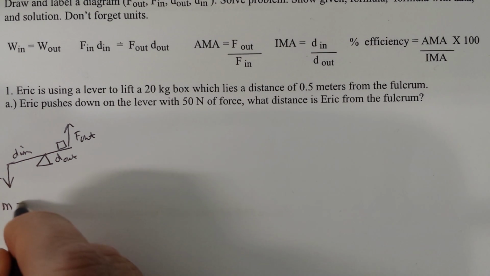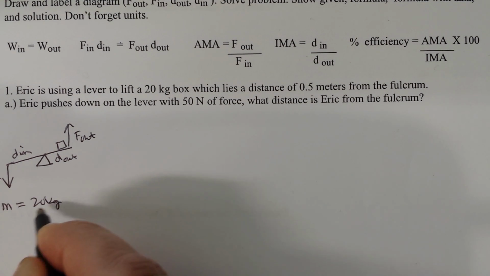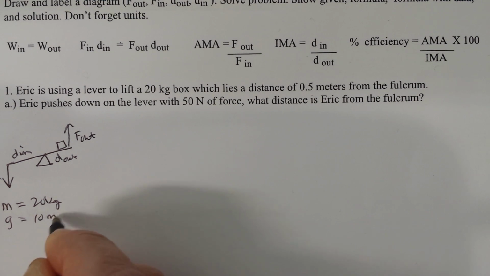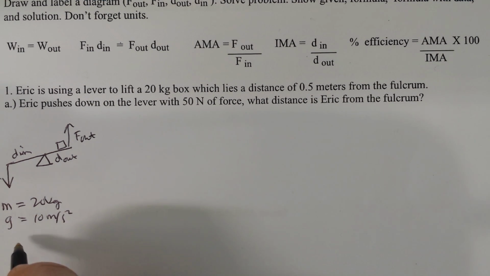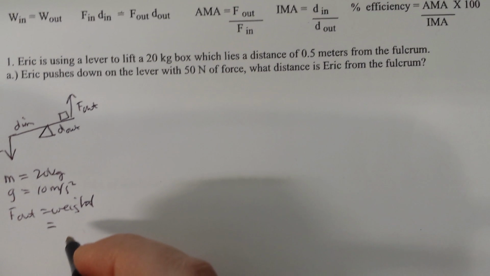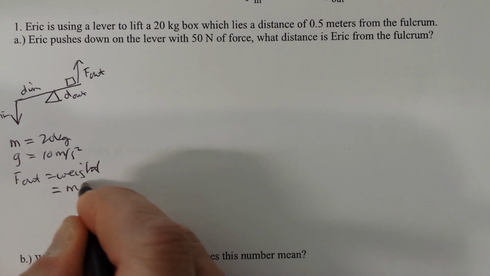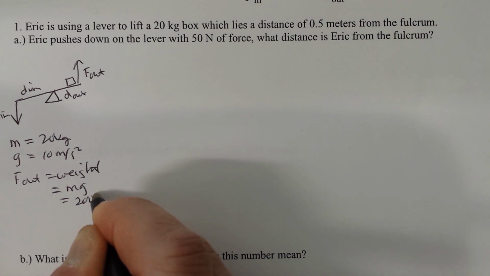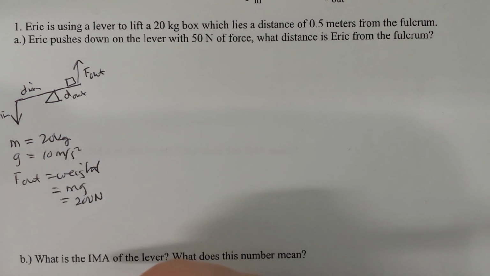Okay, I'm going to get down some knowns now. What am I given in the problem? I'm given a mass of 20 kilograms for the box, and I need a weight for the force out, so I'm going to use g, 10 meters per second squared, and I'm going to find my F out, which is the weight of the box. So that's going to be equal to the mass times g, m times g, so 200 newtons, because 20 kilograms times 10 meters per second squared. So there's my F out.